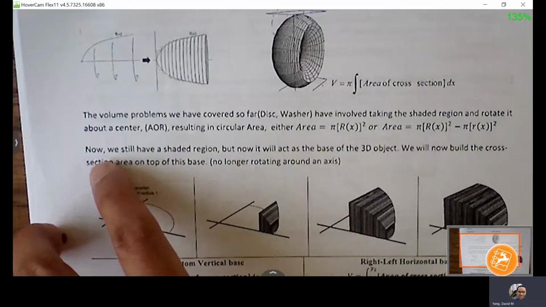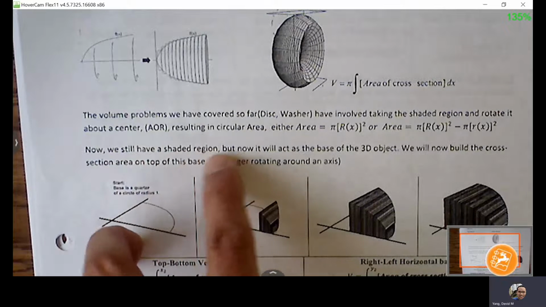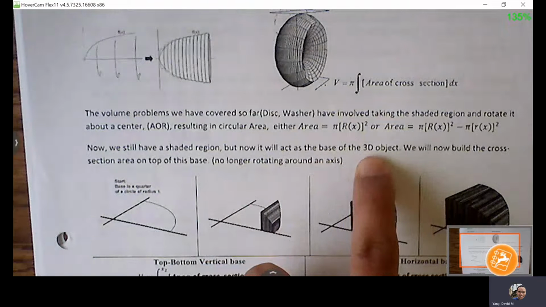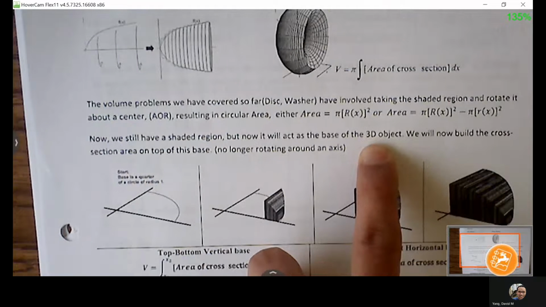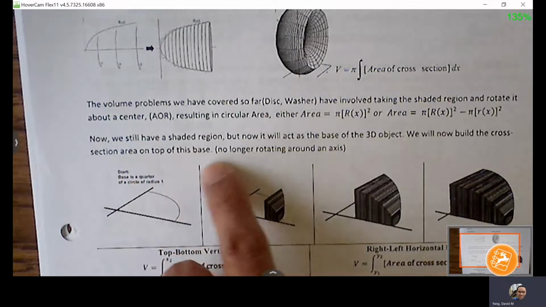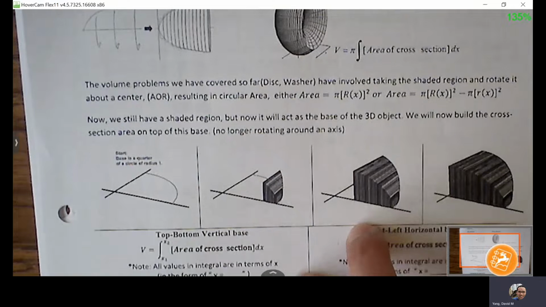So what if we're not rotating though? What if we still started with the shaded region, but instead of rotating, we let it be the base of a three-dimensional object? Okay. So now we're going to be building these cross-section areas on top of this base. So no longer are we going to be rotating around an axis. We're going to be creating the volumes of these odd-looking objects. Now we never have to worry about what these objects look like. We just have to conceptually understand what we're creating as we're building.